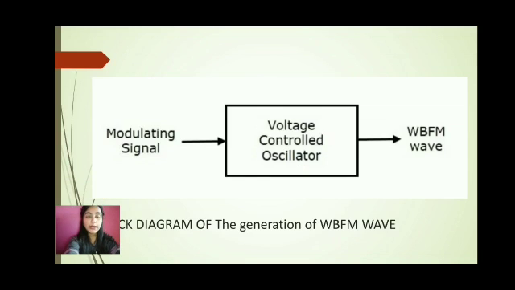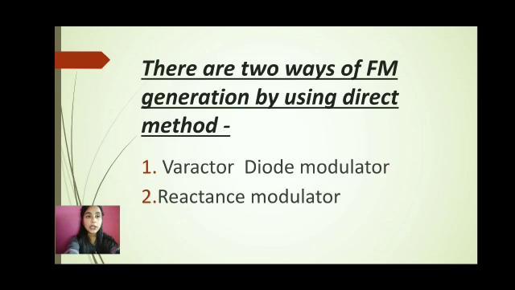This is a block diagram of the generation of wideband frequency modulated wave. Voltage controlled oscillator is used to generate the wideband frequency modulated wave. There are two ways of FM generation by using direct method. First is varactor diode modulator and second is reactance modulator.